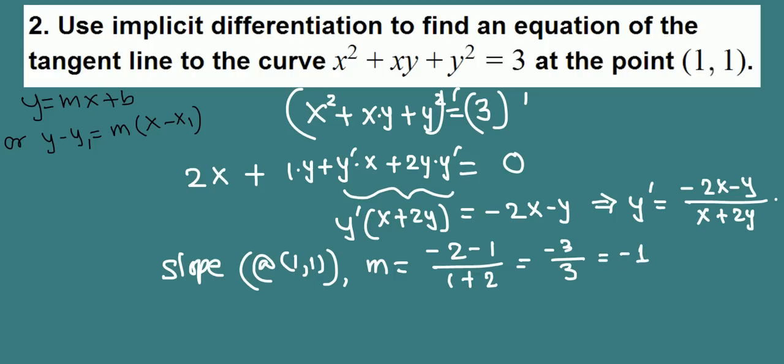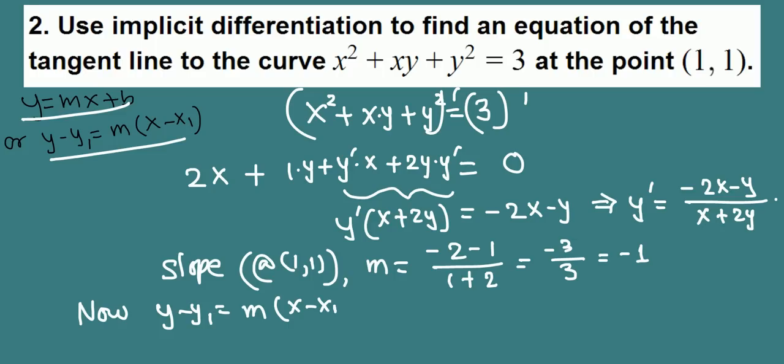Now to find an equation of tangent line, we can use y equals mx plus b, or y minus y1 equals slope times x minus x1, doesn't matter. If you want to use the first, the slope is found, (x, y) is given point (1, 1), determine b. I'm going to use the second formula. Now y minus y1 equals slope times x minus x1. x1, y1 is the given point, which is (1, 1). So y minus 1 equals slope just found, negative 1, times x minus 1.